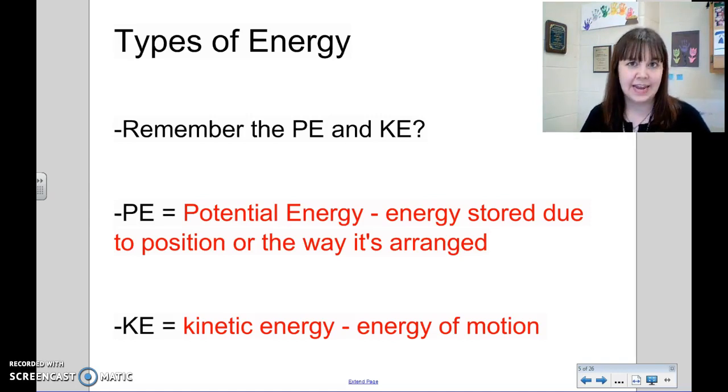The KE, kinetic energy. Kinetic means motion. Kinetic energy is the energy of motion, just like when we were talking about the mobiles. That's one of the options you can work on for your 4th six weeks projects. We talked about kinetic sculptures, sculptures that move. Mobiles are kinetic sculptures. Kinetic is motion. So kinetic energy is the energy of motion.